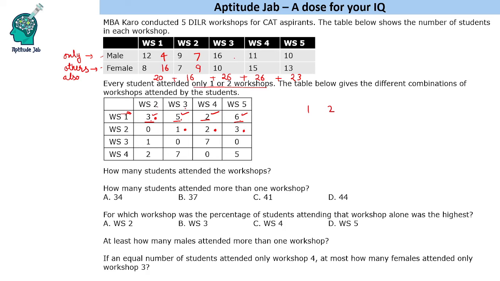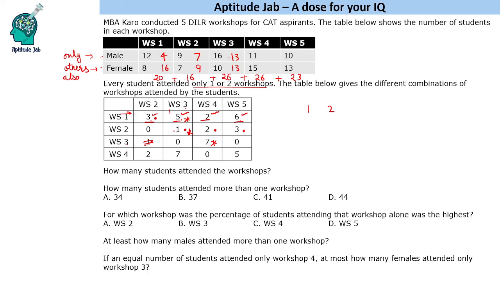Now coming to workshop 3. When we count workshop 3, this is workshop 3, and this is also workshop 3. Now do not count this value. Why? Because this value has been counted here. Workshop 3 and 2, this is also 3 and 2, so we will not count this value. Workshop 3 and 4, we have 7 students. And then workshop 3 and 5, no students. So we have 6 plus 7, 13 students attending other workshops. So 13 students attend only workshop 3.